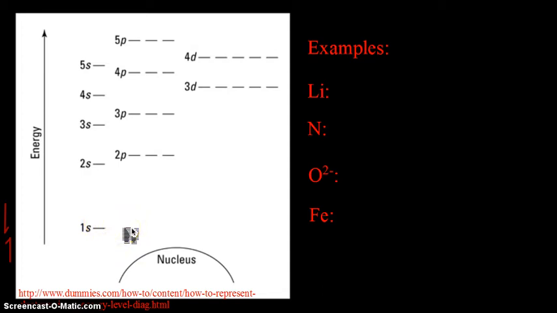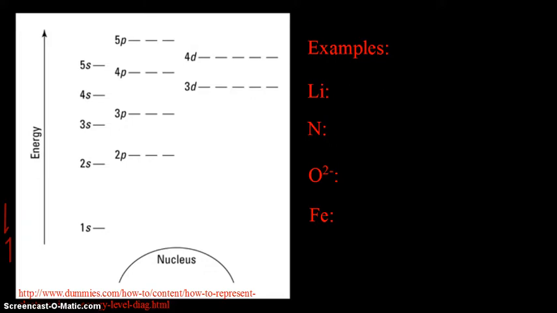The rules for filling up the orbitals is you always start filling your orbitals at the bottom, putting in one electron at a time. Electrons can pair up with one being spin up and one being spin down before you move up to the next level. But if there's an orbital that has the same amount of energy, you will always fill the one next to it before moving up. So let's look at a couple examples.